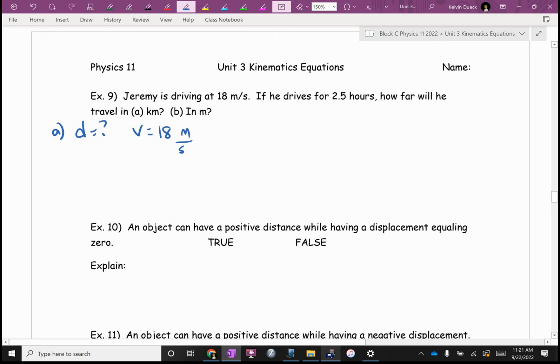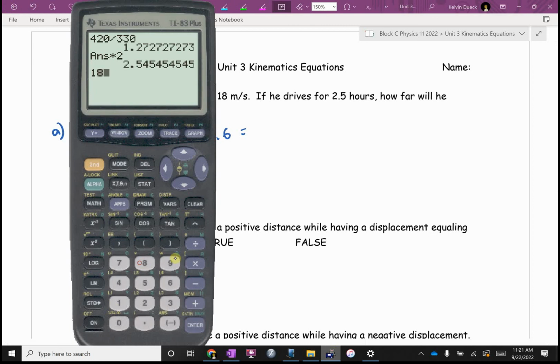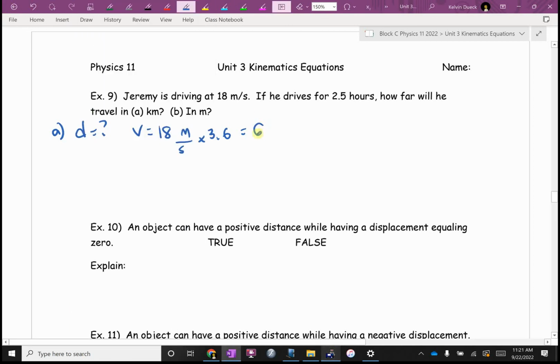Is it something to do with a 3.6? Do I times by 3.6 or divide by 3.6 to go to kilometers per hour? It's on your green sheet now. Is it times by 3.6? So, Sean, on my calculator, I'll go 18 times 3.6, 64.8 kilometers per hour.